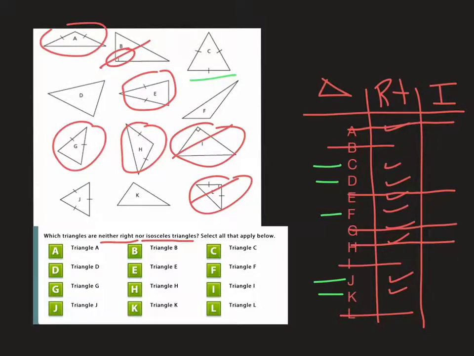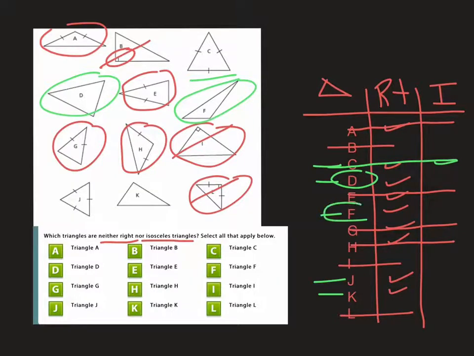So C would be isosceles. It's equilateral, and that means isosceles. So I would eliminate C because it is isosceles. I'm looking for triangles that are neither right nor isosceles. D is not a right triangle and also not isosceles, so that is a correct answer. F is not a right triangle and also not isosceles. J is an equilateral triangle, therefore it makes it isosceles, so J is eliminated. And K is not a right triangle and it's not isosceles, so that would be an answer.